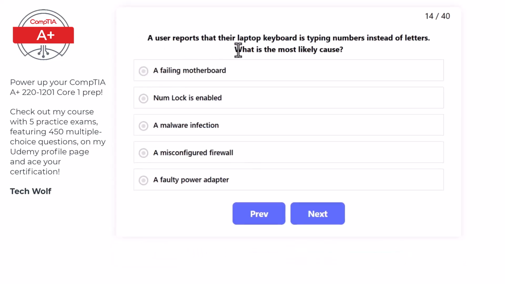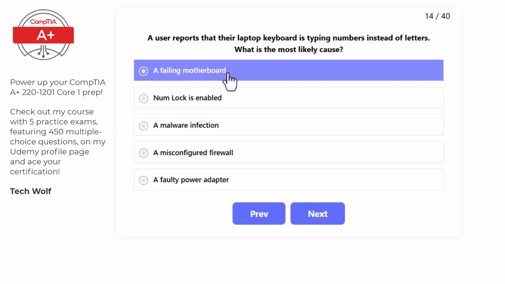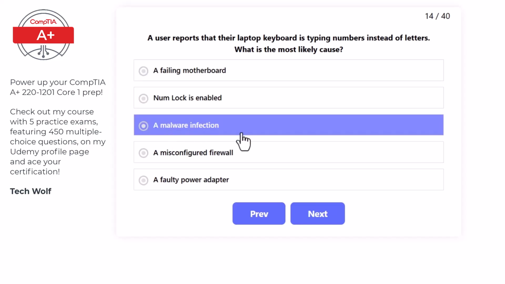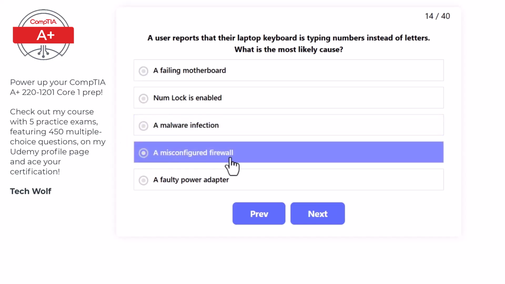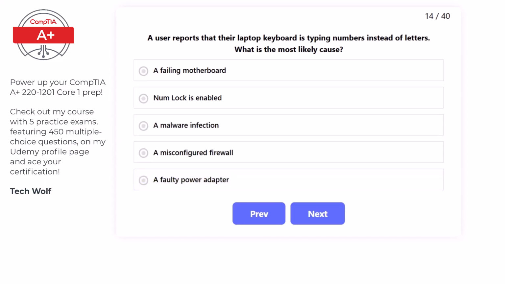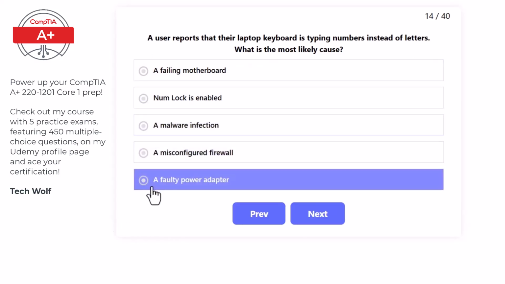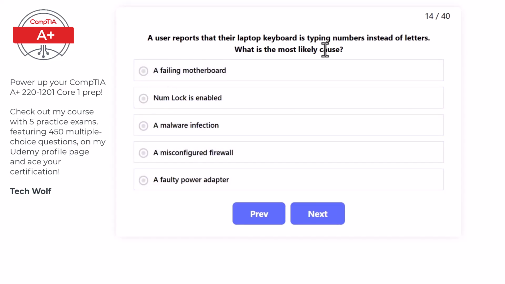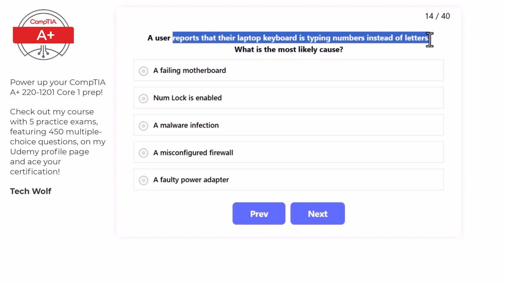A user reports that their laptop keyboard is typing numbers instead of letters. What is the most likely cause? A failing motherboard, Num Lock is enabled, a malware infection, a misconfigured firewall, or a faulty power adapter. And whenever you are approaching questions and you don't know the correct answer, you could eliminate those answers which are most likely not the correct ones. And that is one thing to do when you look at the question. Here we are talking about a laptop keyboard typing numbers instead of letters.